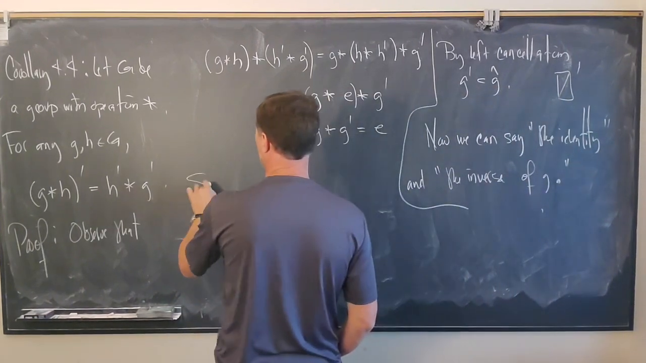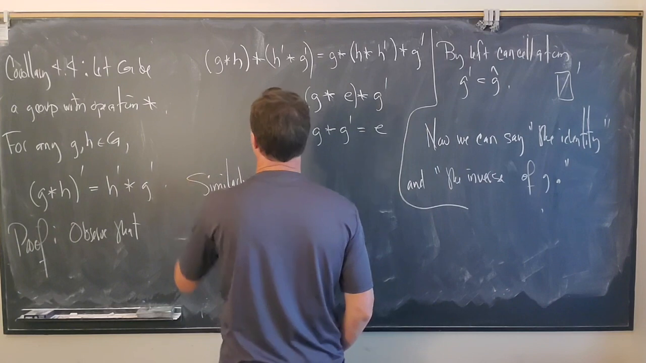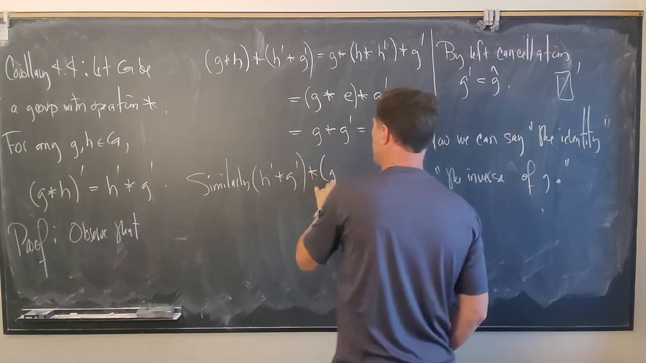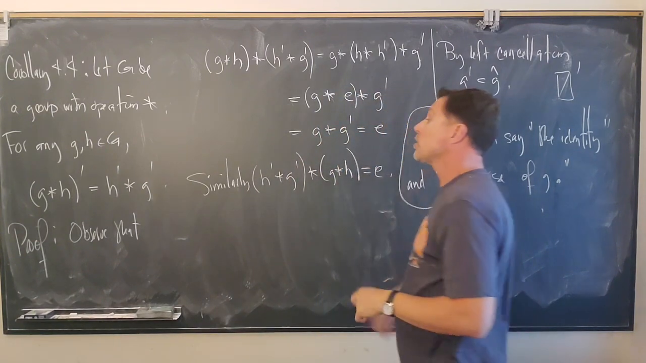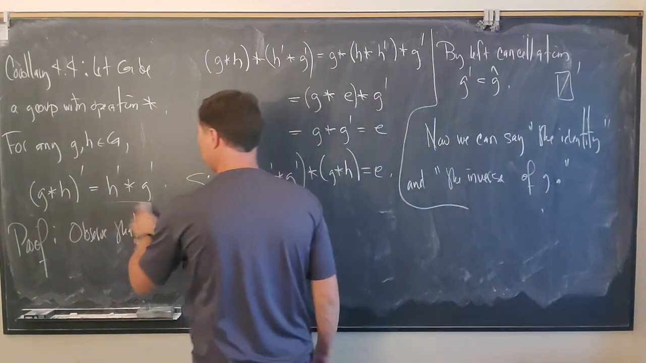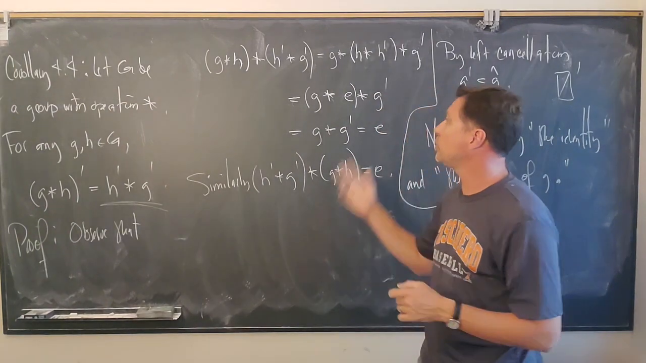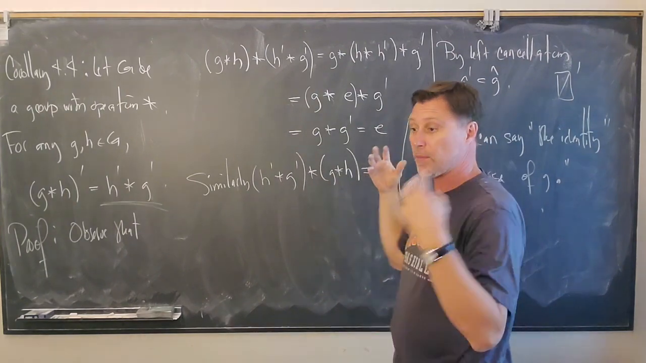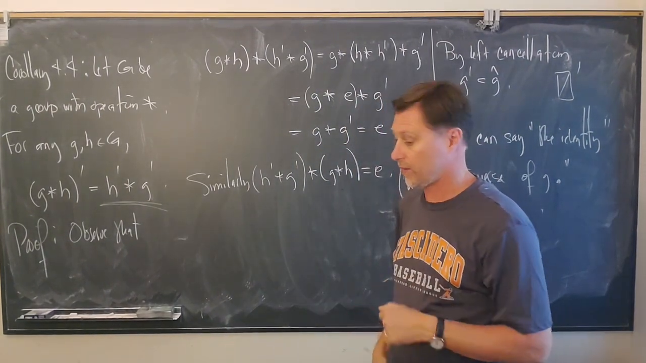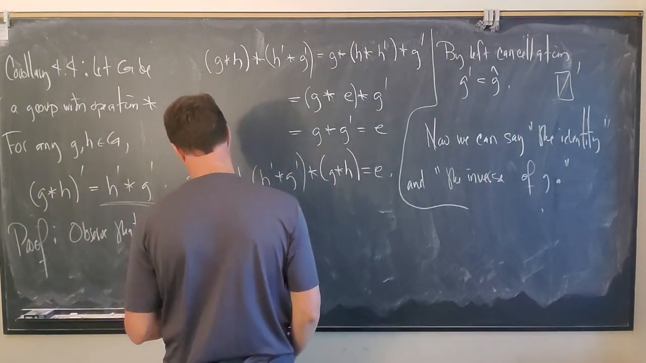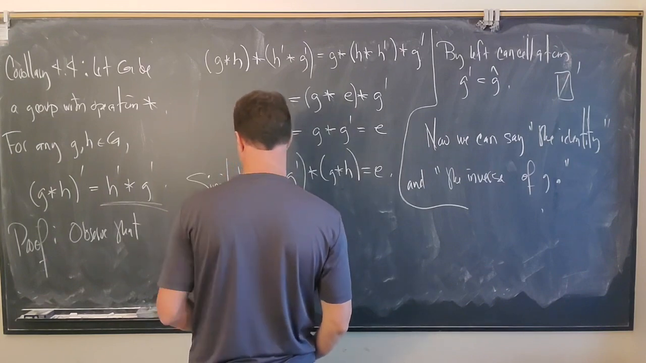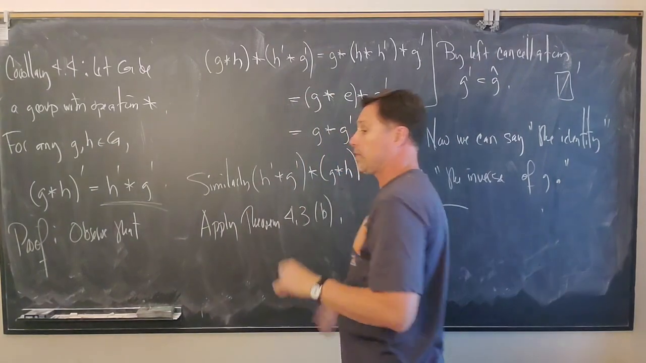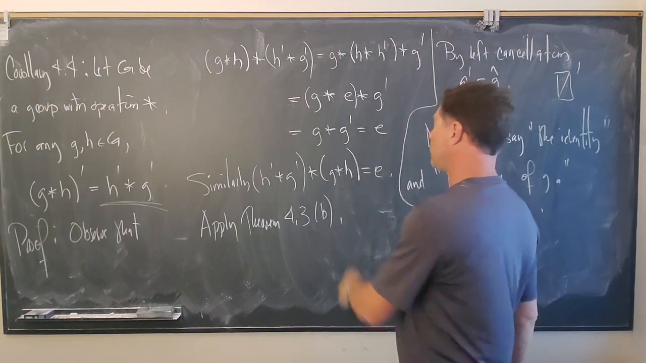Similarly, H prime star G prime star G star H equals the identity. So what have we done? We've shown that this element right here behaves like an inverse. When you do the multiplication on either side, we get the identity. If it behaves like an inverse, it has to be an inverse, in fact, the inverse. So apply theorem 4.3b, which says if you behave like an inverse, then you are an inverse.